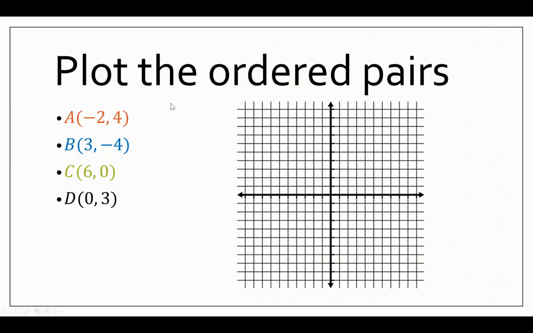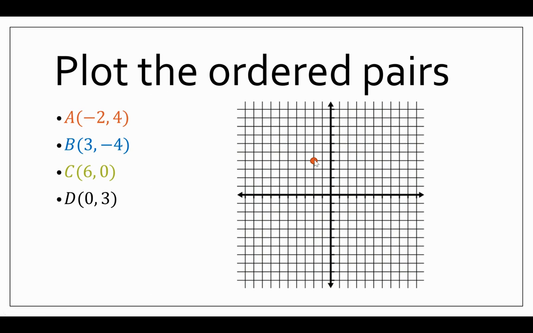Starting off with ordered pairs, you will have some review, hopefully it's review, about plotting ordered pairs on a graph like this. Letter A here, -2, the first value is the x value, and then +4, the second value is the y value. So -2, 4 is going to be 2 to the left of the 0 and 4 up from the 0. So it should be right about there.